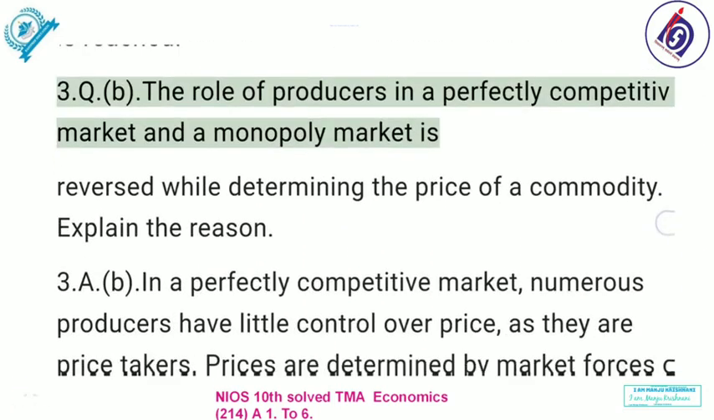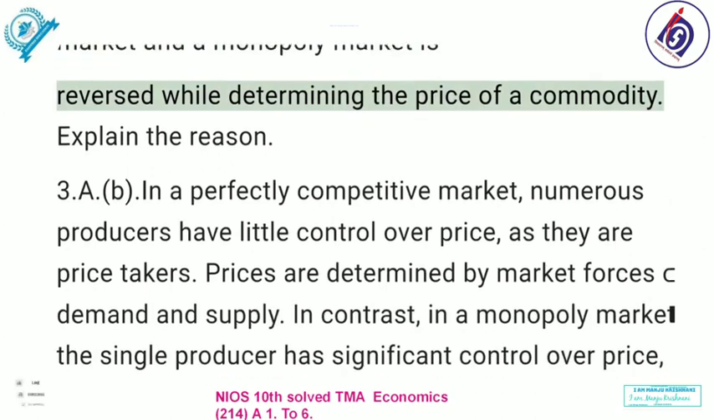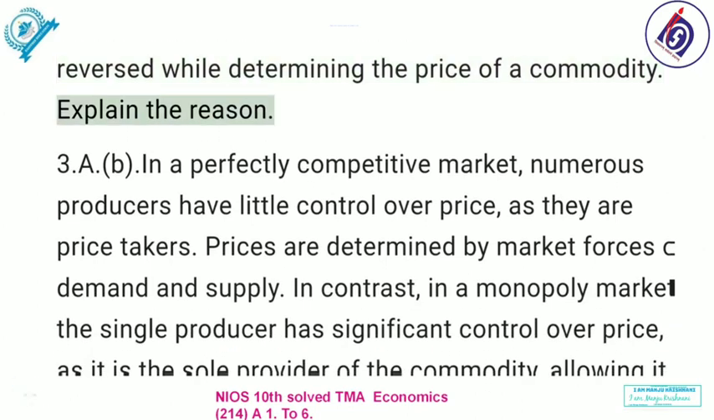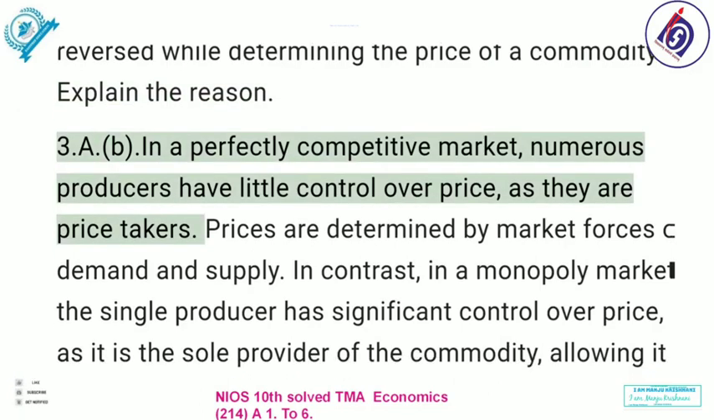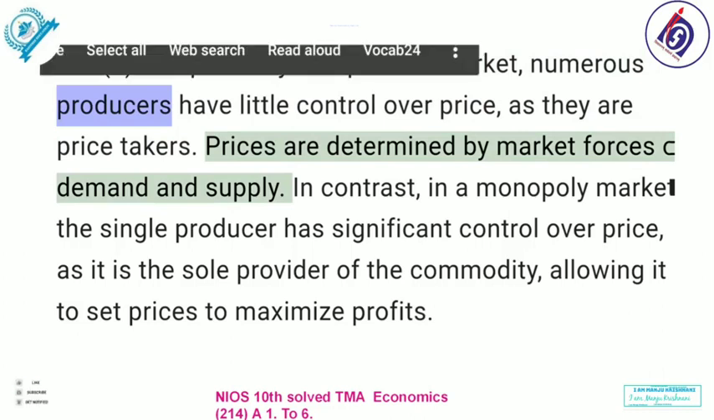Q. The role of producers in a perfectly competitive market and a monopoly market is reversed while determining the price of a commodity. Explain the reason. A. In a perfectly competitive market, numerous producers have little control over price, as they are price takers. Prices are determined by market forces of demand and supply.